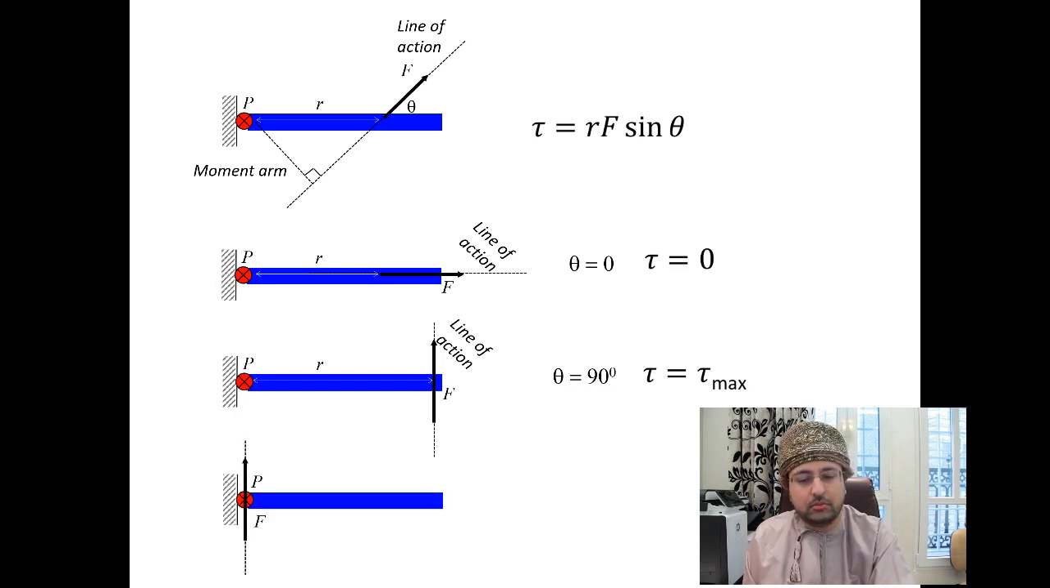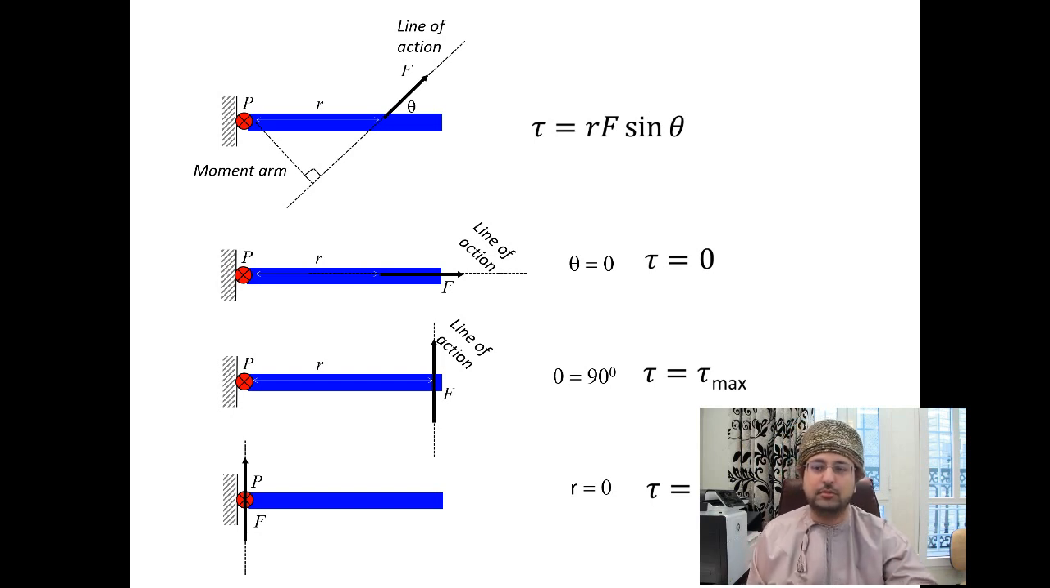What about there? If I do it all the way there, my angle is 90, it should be torque max, but my r is 0. I am exactly at 0 distance from my rotation point. So my torque is again 0.